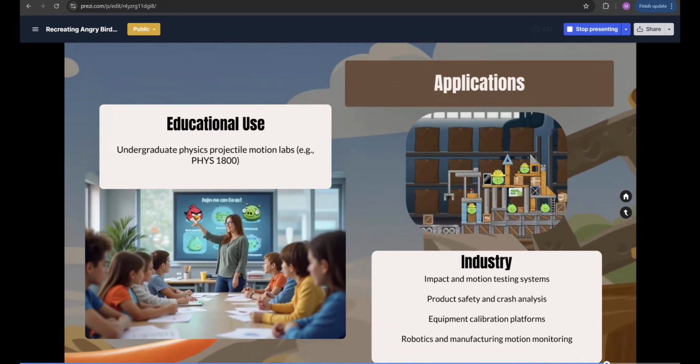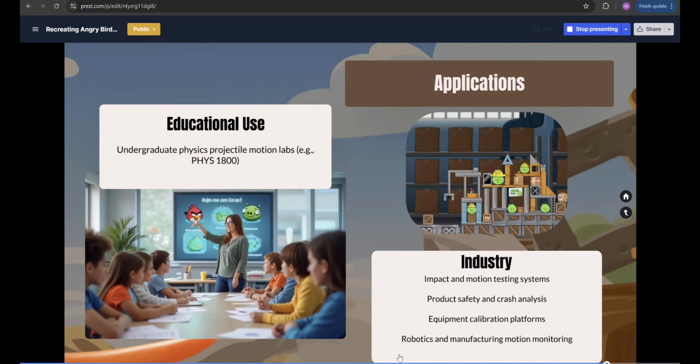Although our project is inspired by Angry Birds, our system has applications far beyond just entertainment. This type of physical and virtual hybrid setup can be used in education to help students better understand concepts like projectile motion, collision forces, and real-time data acquisition in a more hands-on way. Instead of just seeing equations on screen, users can physically interact with the system and immediately see how their actions affect the results. In industry, similar measurement systems are widely used for product testing, safety analysis, and equipment calibration.